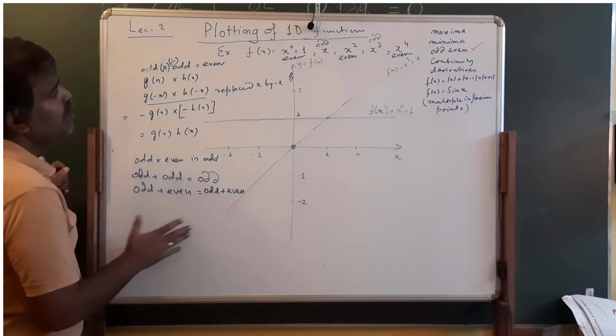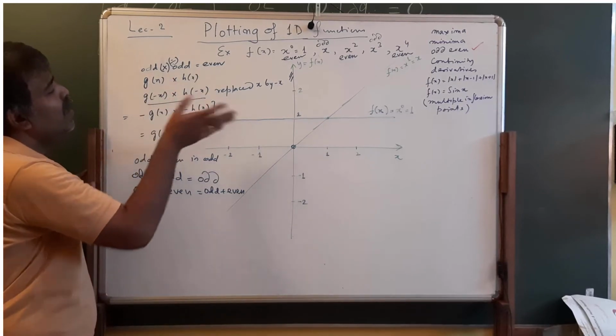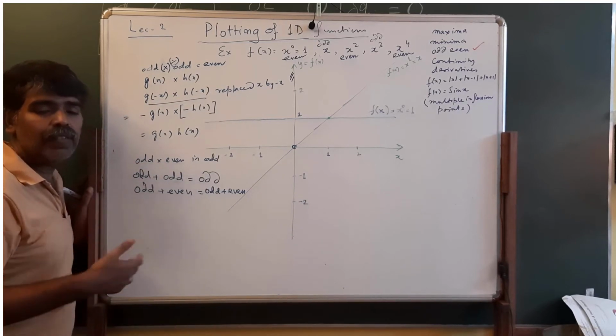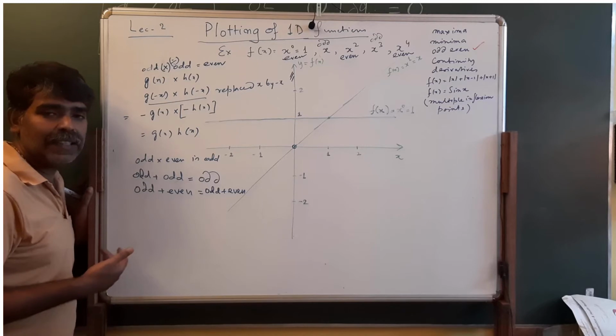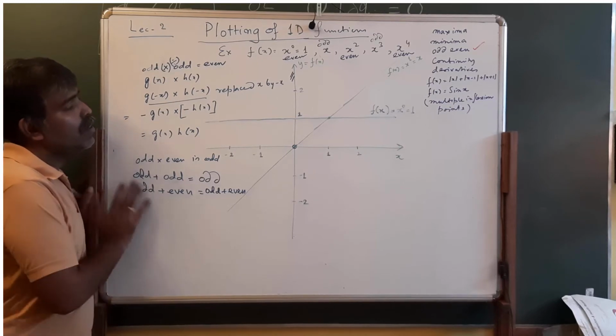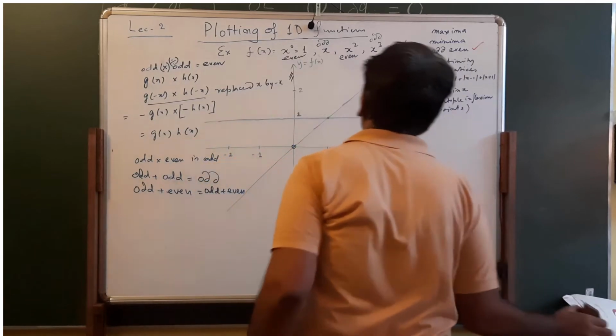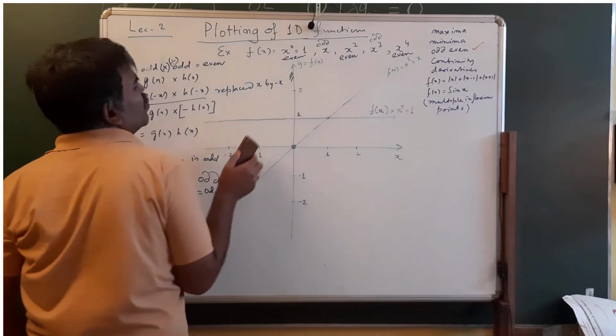So these are properties you can check. You can take any combination of odd and even. If you multiply even with even, or you divide even by even, that is even. So you can see all these combinations. So that is one part you must test. So let me go to the graphs.